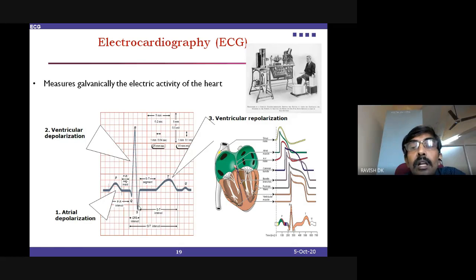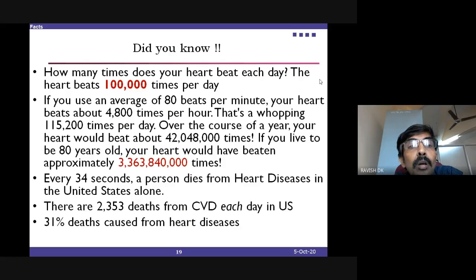ECG was invented by Einthoven in 1904, and we can see his picture on the top right of the slide. We can see him, and his contributions are there. We have to remember him. So some of the facts are there.